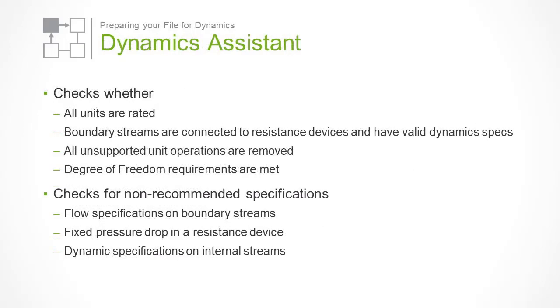HYSYS Dynamics provides a dynamics assistant that can be used to check that everything is configured properly for dynamics. The dynamics assistant ensures that all units are rated, boundary streams are connected to resistance devices and have valid dynamic specs, that all unsupported unit operations are removed, and that degree of freedom requirements are met. It will also warn you if non-recommended specifications are encountered, such as a flow spec on a boundary stream, a fixed pressure drop in a resistance device, or specifications set for internal streams.